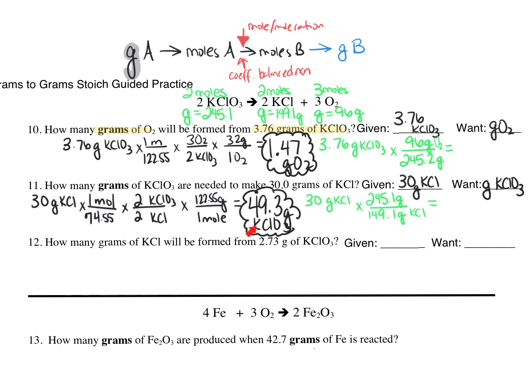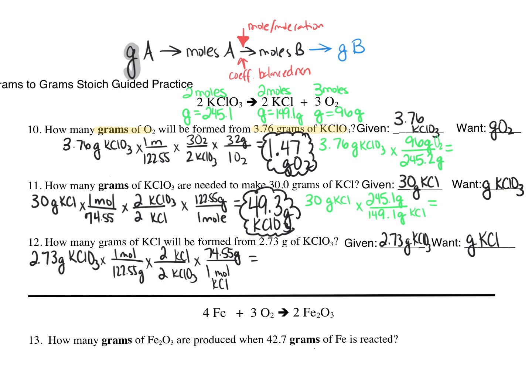49.3 grams of KClO3 would be needed if you started with 30 grams of KCl. Next problem, I'm given grams of KClO3, so I want to find grams of KCl. My first step is to use the molar mass of KClO3 to convert into moles of KClO3. Then I use my mole to mole ratio in order to change from KClO3 over to KCl. Then I want to find grams of KCl.